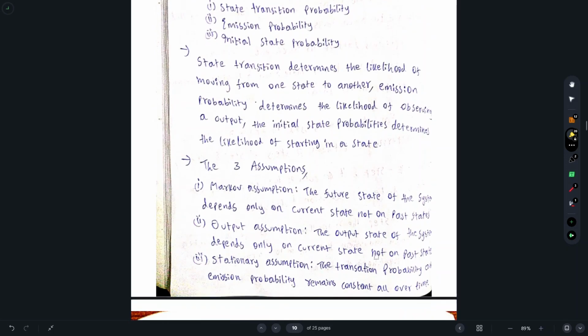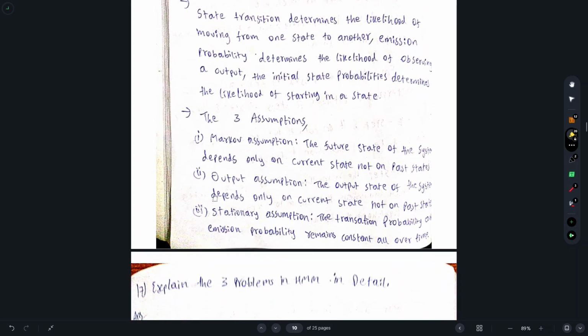So the three assumptions are the Markov assumption, the output assumption, and the stationary assumption. The Markov assumption is that the future state of the system depends only on the current state, not on the past states. The output assumption is that the output also depends only on the current state, not on the past states. The stationary assumption is that the probability remains constant over time.